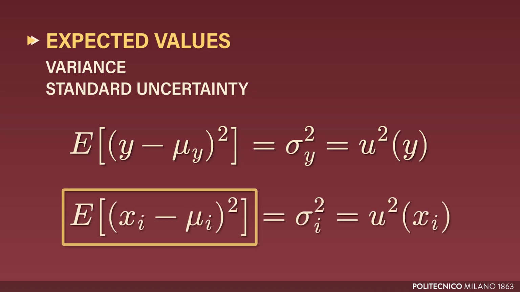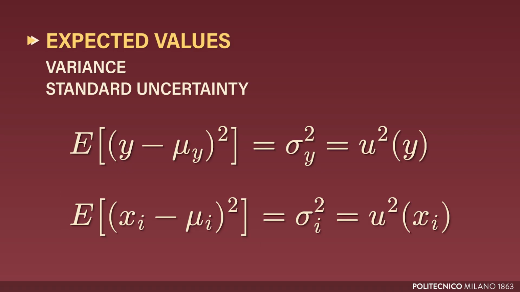Similarly, the expected value of the square of the deviation between x and their respective μ is, as you can see here, the variance σi² of the probability function of the random variable capital Xi, which represents the result of the direct measurements.